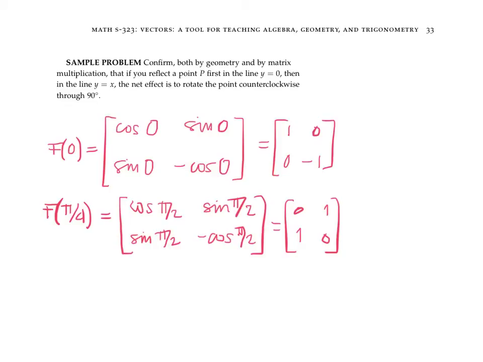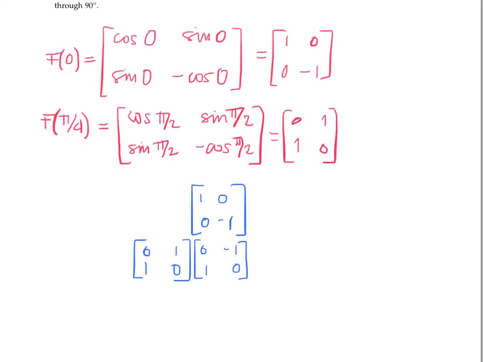Let's do the composition of these two things. Now remember, the first thing that we want to do is reflect in the line y equals 0, and then we want to reflect in the line y equals x. So we're going to have this matrix on the right and this matrix on the left. All right, we did it, and we're left with this guy right here. 0, negative 1, 1, 0. Huh. Is that the same as a rotation counterclockwise through 90 degrees? Well, let's think about this.